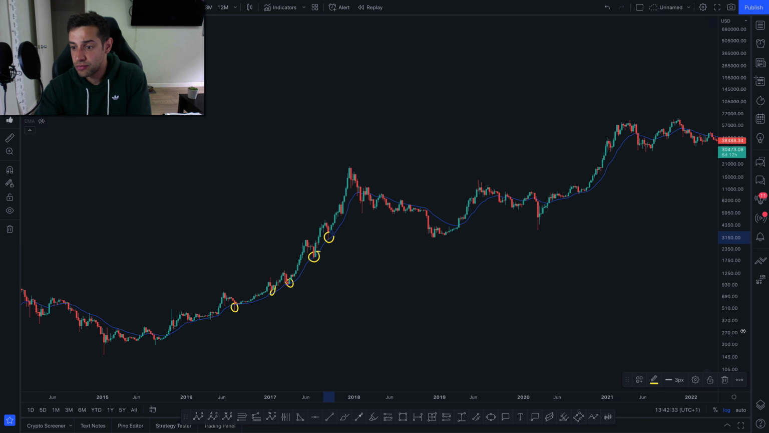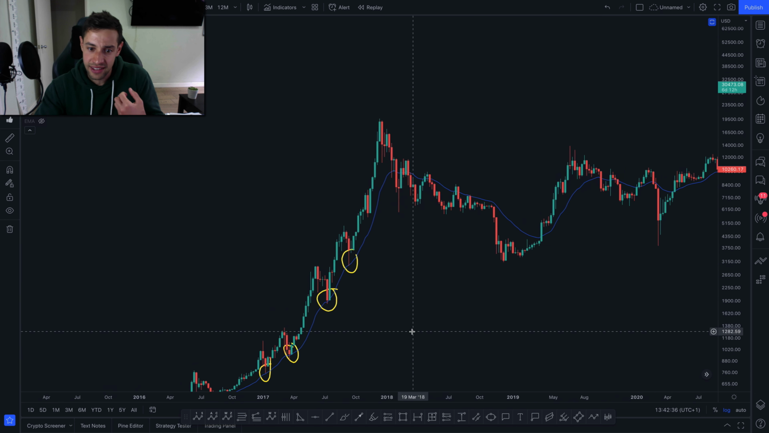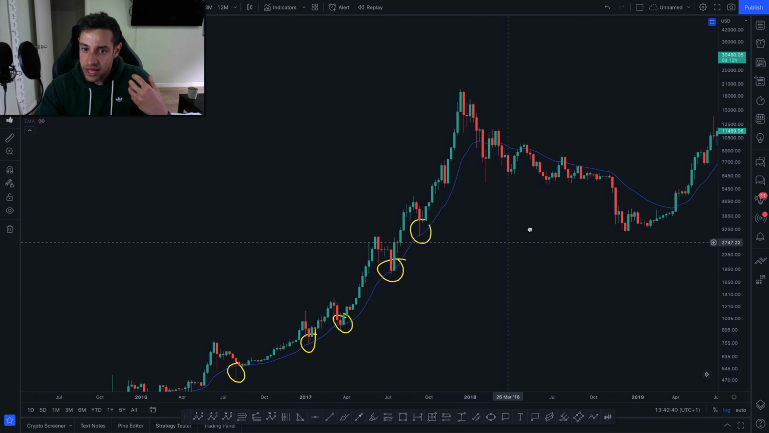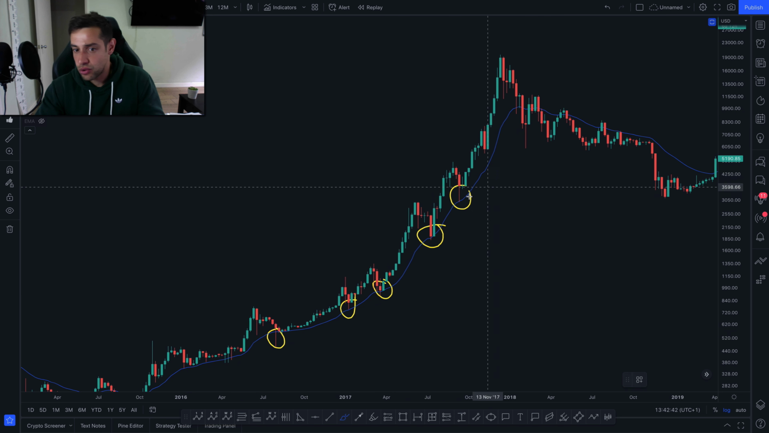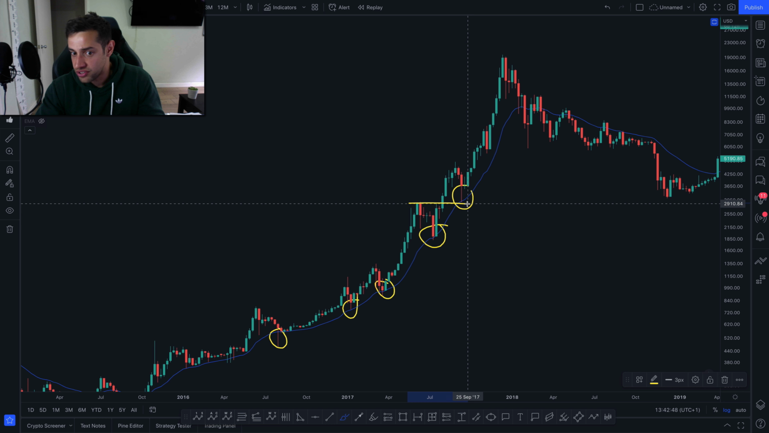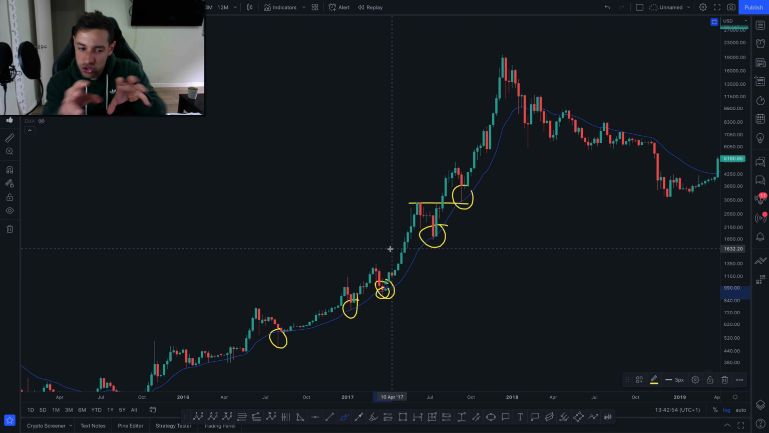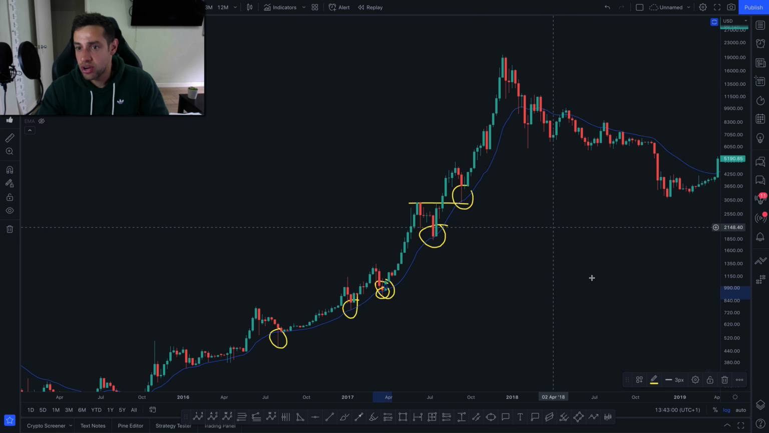And when you use this in confluence with other indicators, it can be super, super powerful. So for example, let's take a look at this example on Bitcoin. You can see that over here in September 2017, we got this touch, but it's also a horizontal support resistance area. Same thing for some of these areas. It's not always going to be so clear, but when you start to piece together two or three different reasons, ideas that you should be joining and entering a trade, it can be really powerful.